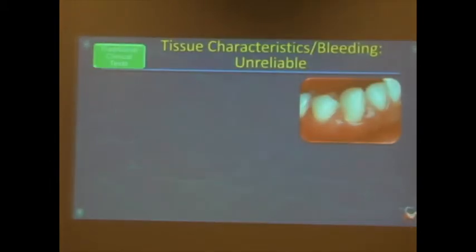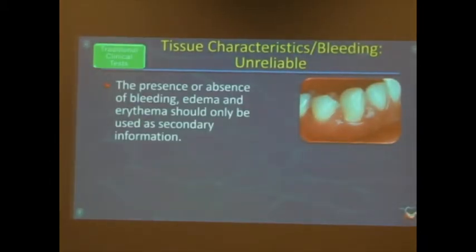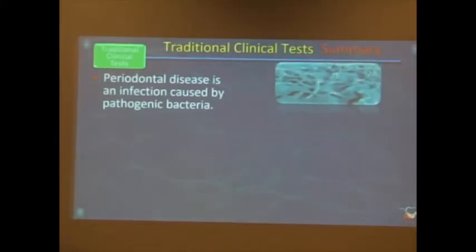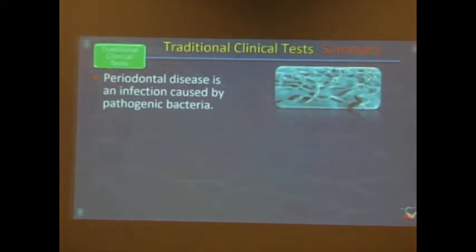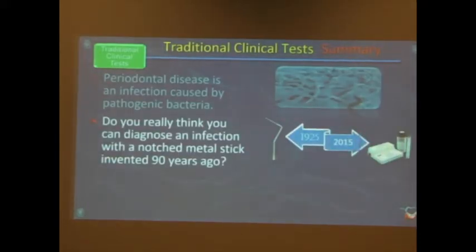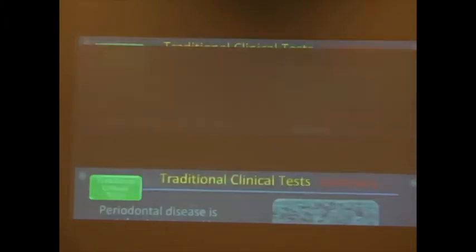Tissue character, that can be unreliable too. And according to the AAP, the presence or absence of it should only be used as secondary information, it cannot confirm risk. So we know that periodontal disease is an infection caused by pathogenic bacteria. Do you really think that you can diagnose infection with a notched metal stick?